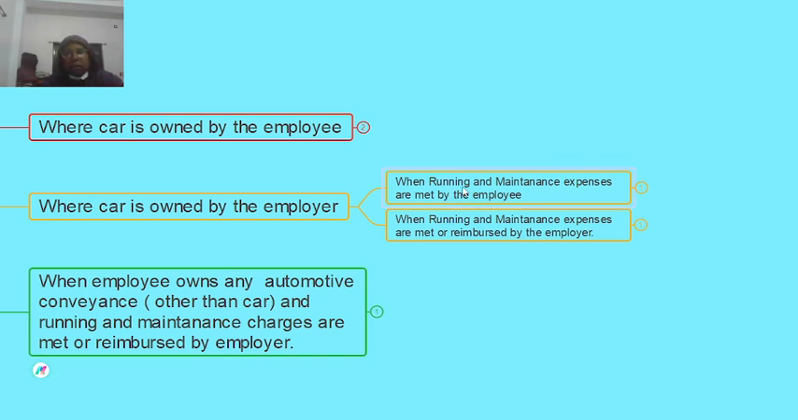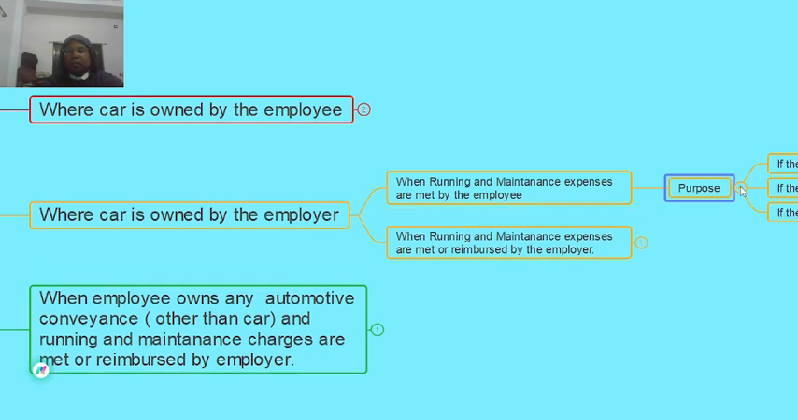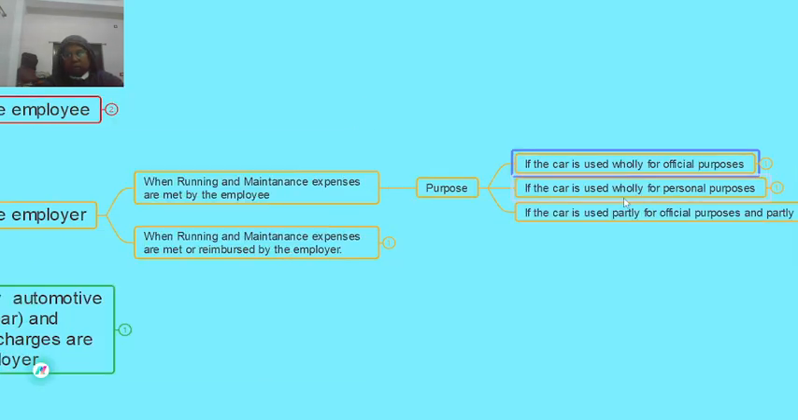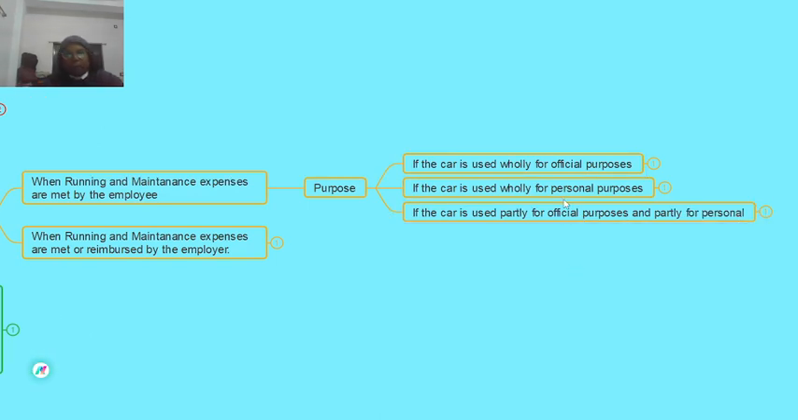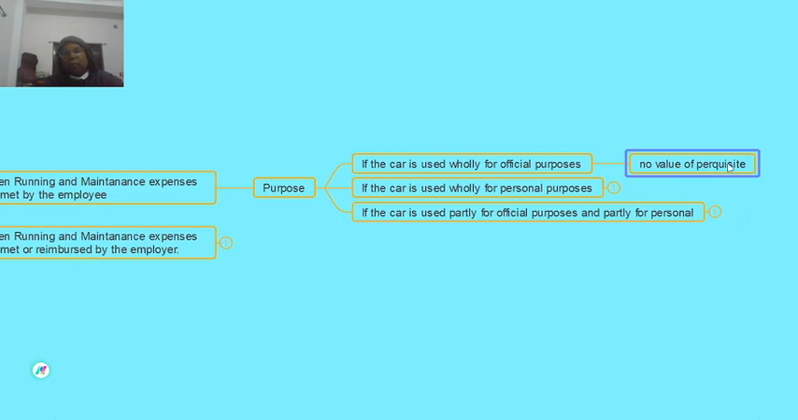Now, when the running and maintenance expenses are made by the employee, then the purpose will be there. There are three types of purpose. One, the car is used wholly for official purposes. Two, the car is used wholly for personal purposes. Three, the car is used partly for official purposes and partly for personal purposes. Now, if the car is used wholly for official purposes, then there will be no value of perquisite.